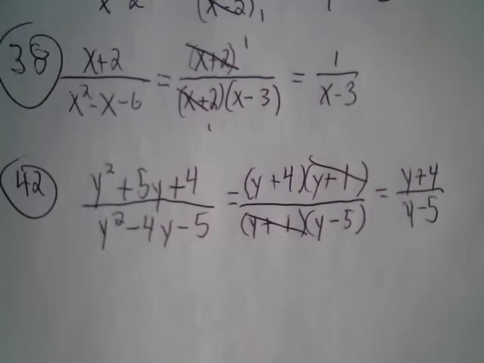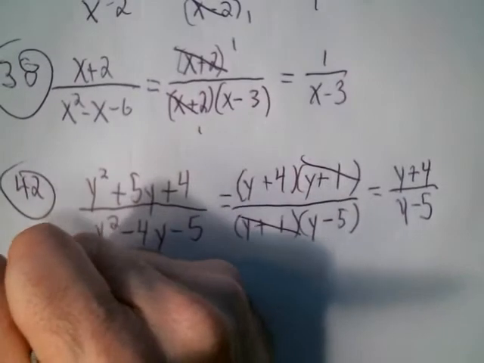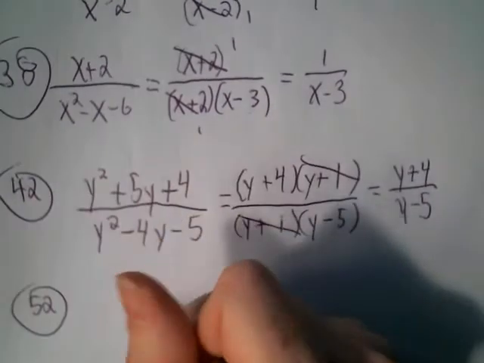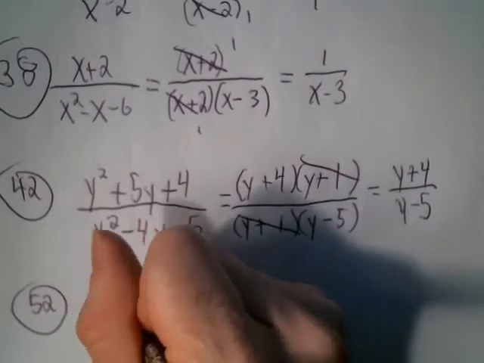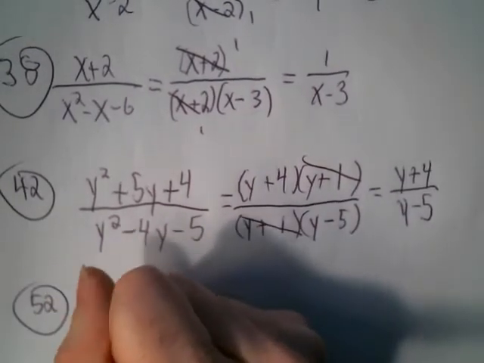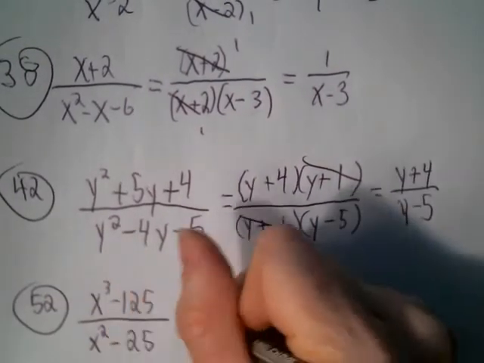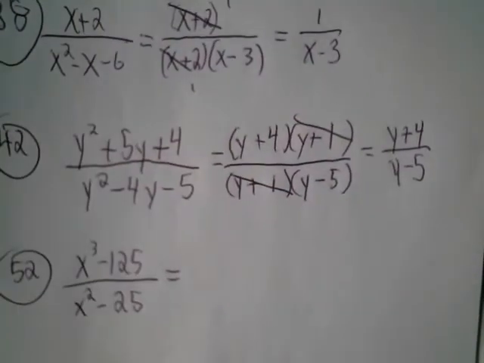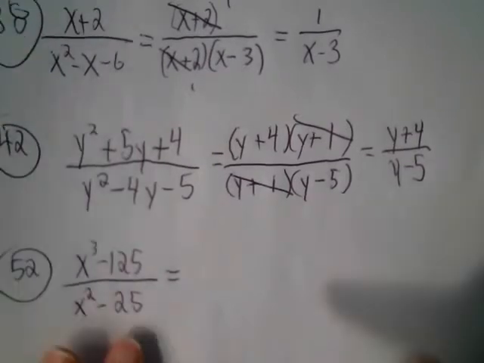Okay, let's look at 52, I guess. So I got x cubed minus 125 all over x squared minus 25. Okay, that guy in the numerator is a difference of cubes. Guy in the denominator is a difference of squares. Okay, so we want to factor both.